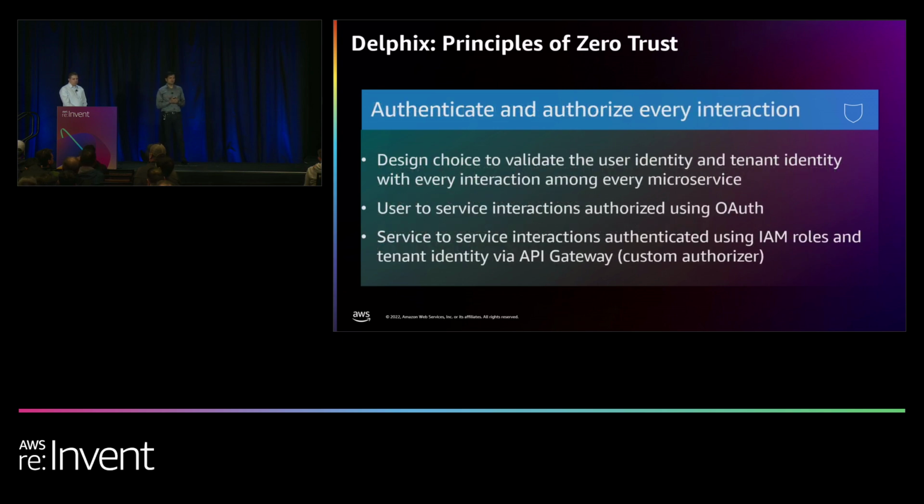The second key principle here is authenticate and authorize every interaction. By design, each microservice, before processing a request, validates user identity and tenant identity. Microservices do not have direct access to tenants' data. They assume tenant-specific IAM role as a result of tenant interaction. User-to-service interaction is authorized using OAuth, and we use Cognito for that. Every microservice authenticates to the other microservice through an API gateway, and we use custom authorizer for that. Essentially, no access to other services except for the interfaces that we've designed.